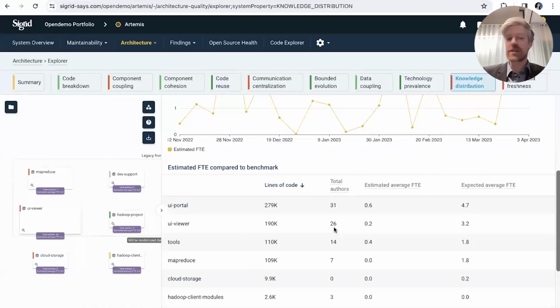So maybe another question. You say unique headcount and names of people. Do we see those names somewhere?